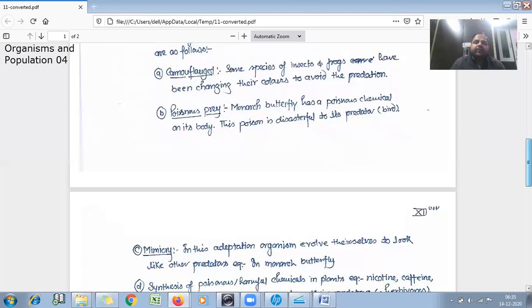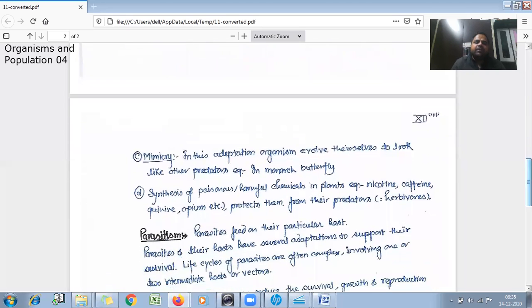Second is poisonous prey. For example, the monarch butterfly has a poisonous chemical on its body. This poison is disastrous for its predator, and the predators are birds. In this way, the monarch butterfly protects itself from birds because it has poisonous chemicals on its body. Third is mimicry. In this adaptation, the organism evolves to look like other organisms, for example the monarch butterfly. They change their body to look like the other species, so that in this way they will protect themselves.